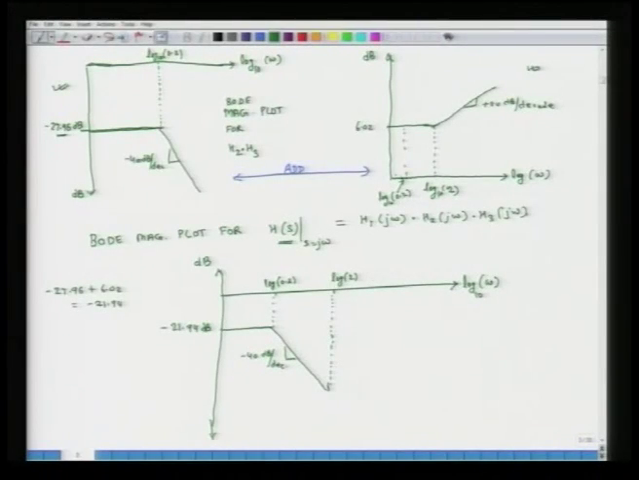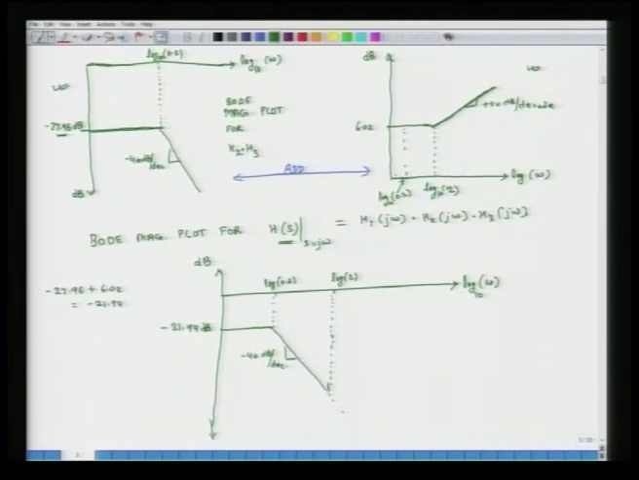Once I have exceeded the angular frequency of 2, then this part of the curve for H1 also starts to kick in. So my overall slope becomes minus 40 plus 20 decibels per decade. So my slope becomes lesser, and here the slope is minus 20 decibels per decade. So this is my overall Bode magnitude plot for a transfer function H of j omega, where H of j omega is essentially a product of three individual transfer functions H1 times H2 times H3.